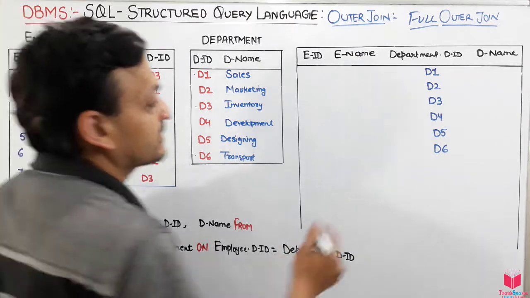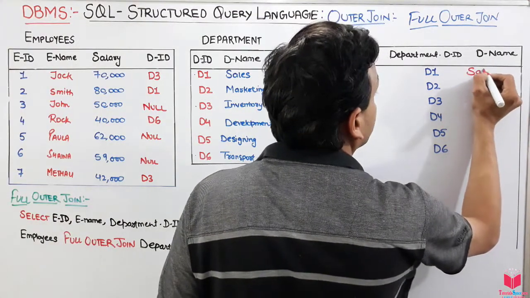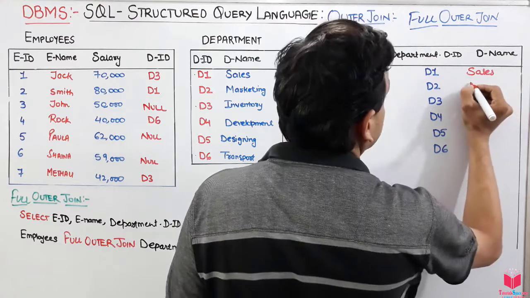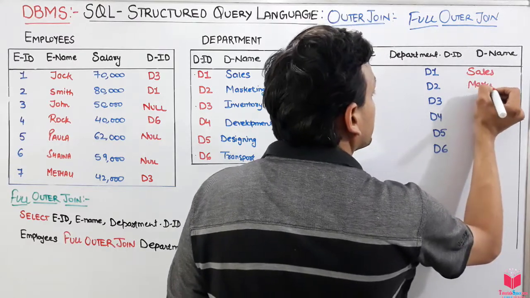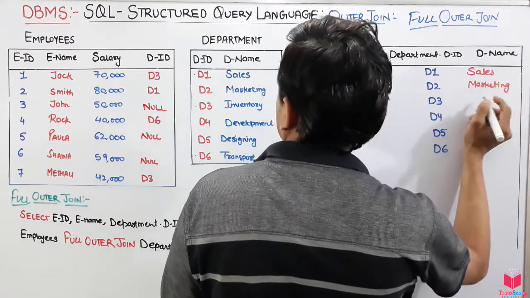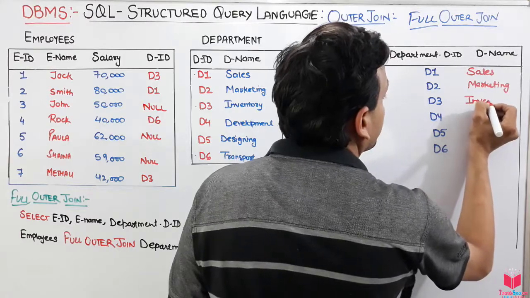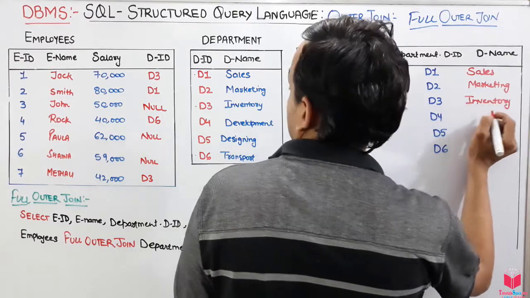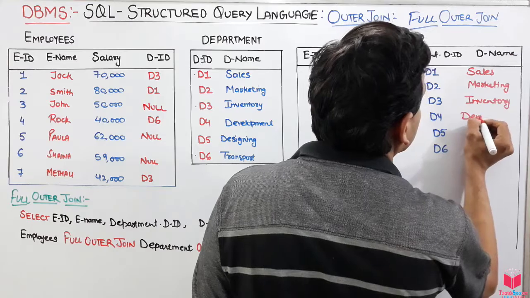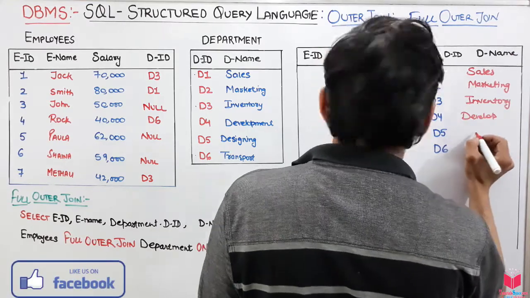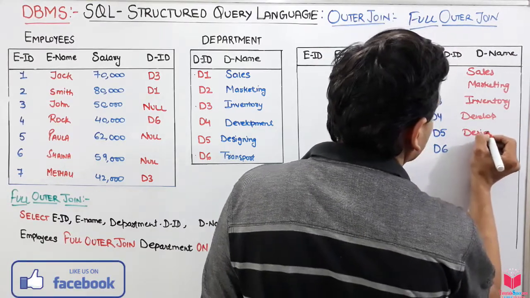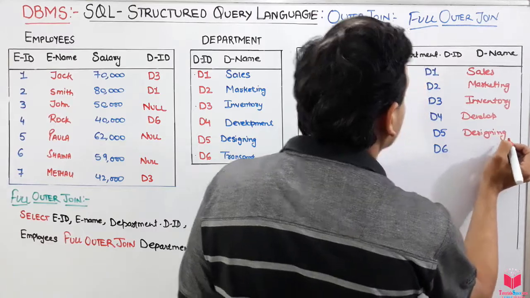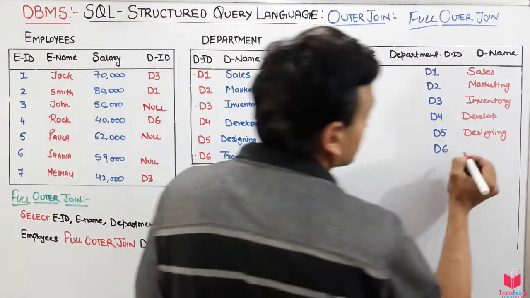After that, their respective departments are sales, marketing, inventory, then development, then designing, and after that transport.